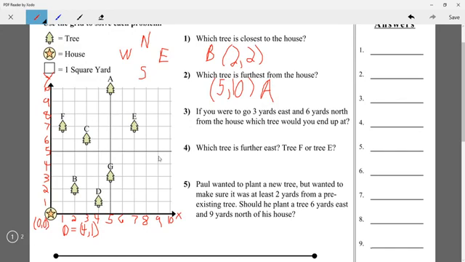So if we're going from the house, according to this little diagram here, this little key, it says that the star at 0, 0 is the house. So if you were to go 3 yards east, 1, 2, 3, right, it would be here, and then you would go 6 north, which would be up. Where would you go? And you would go right to C, right? So it would be at 3, 6.